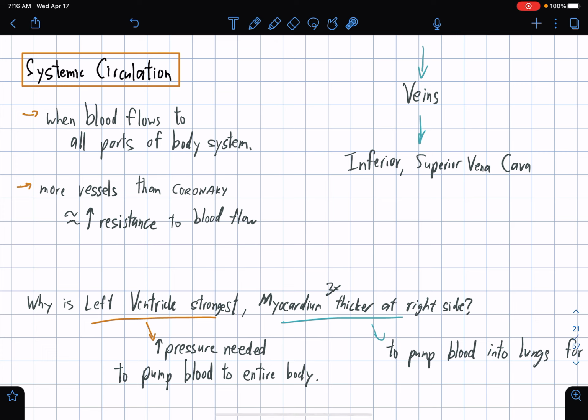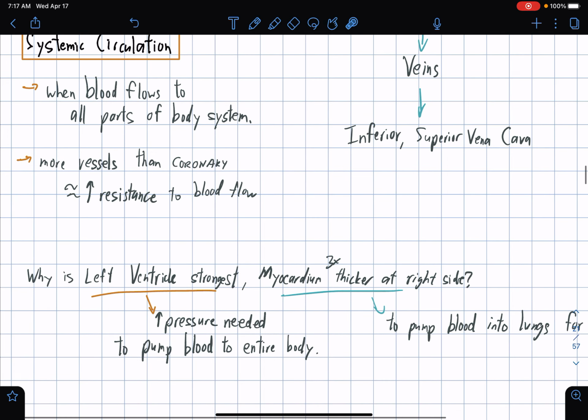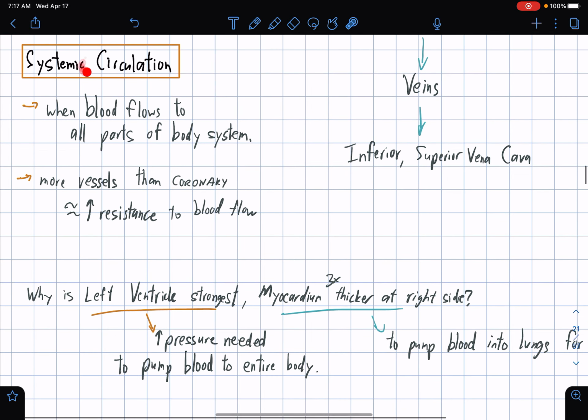So systemic circulation, this is when blood flows to all parts of the body system. More vessels than coronary is equal to higher resistance to blood flow. Okay, I think this is important to know. So all parts of the body system, that's the key phrase for systemic circulation.